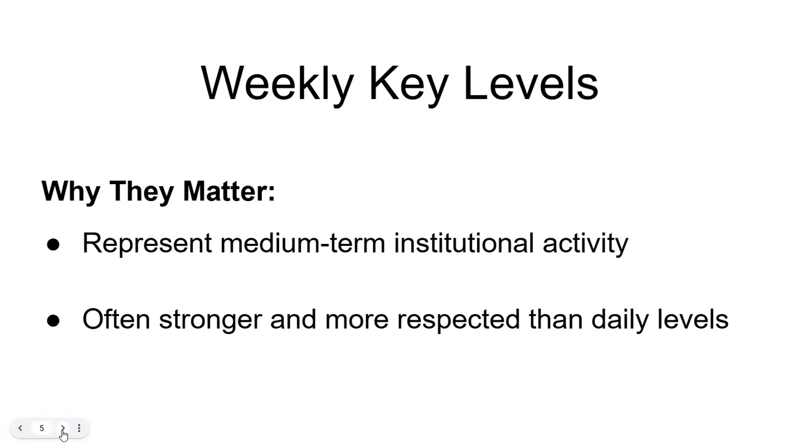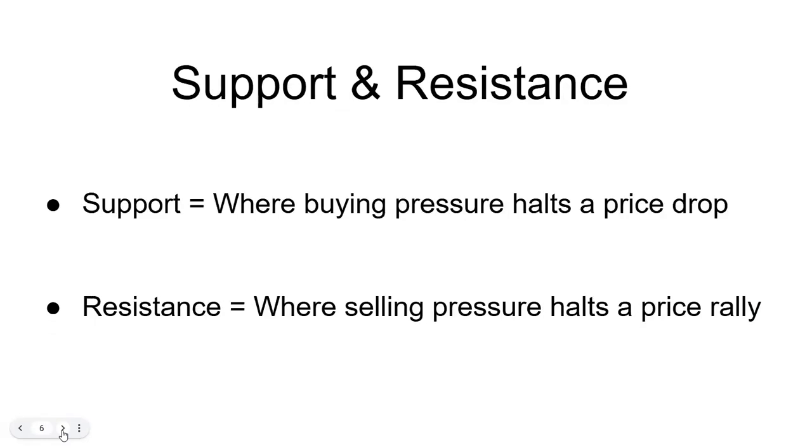The weekly levels are stronger because it takes about 5 to 6 days for a weekly candle to form. So it's enough price history on one single candle. It's a very strong level, and most of the time it is respected more than the daily key level. Okay, so support and resistance.